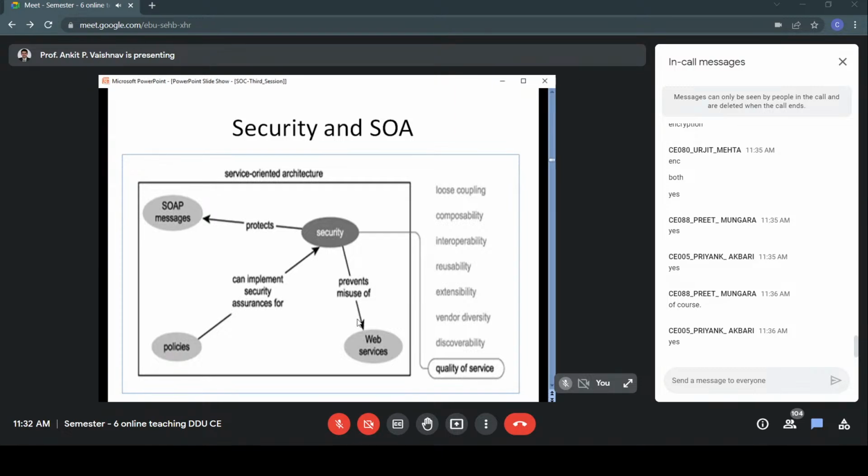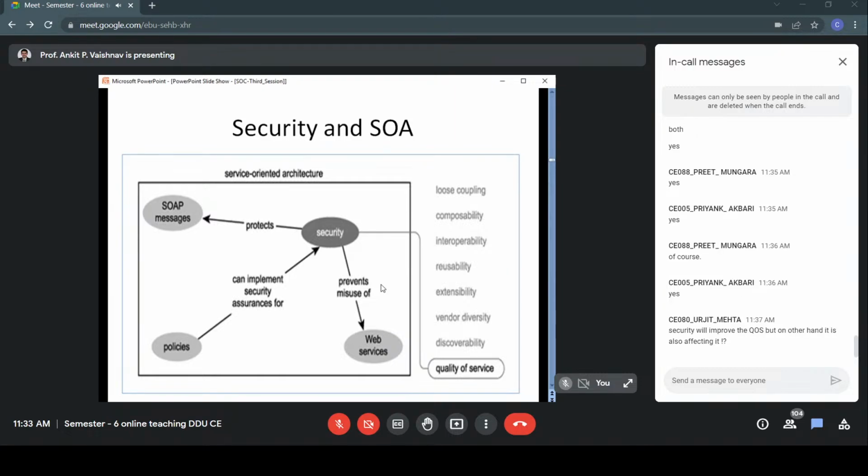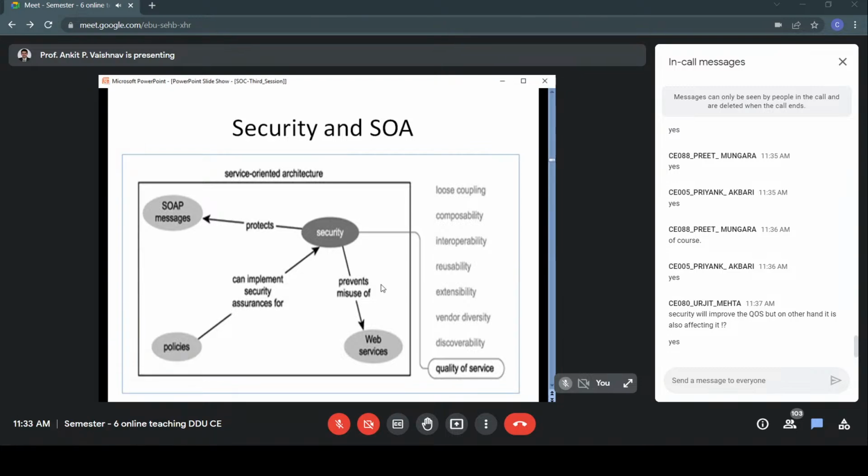What role does security play for service-oriented architecture? That is given over here. Okay. Security will improve the QoS. On the other hand, it is also affecting it, yes, provided you have poor hardware and non-scalable systems. But I hope, and we assume, that we have enough resources available, then it won't affect, right?